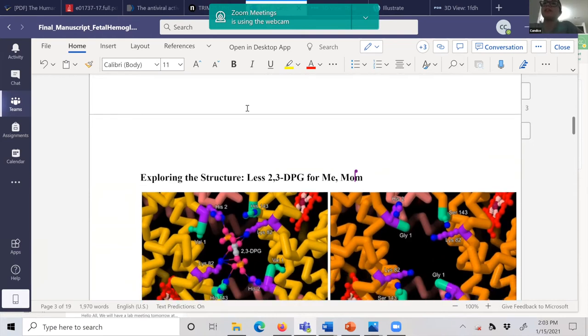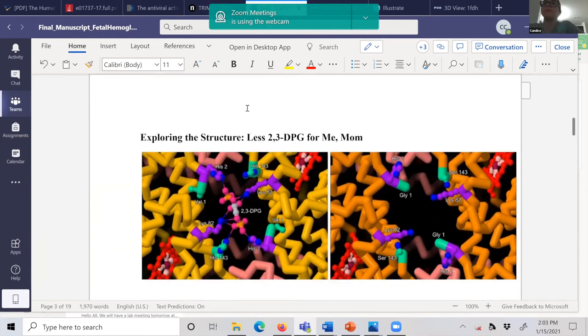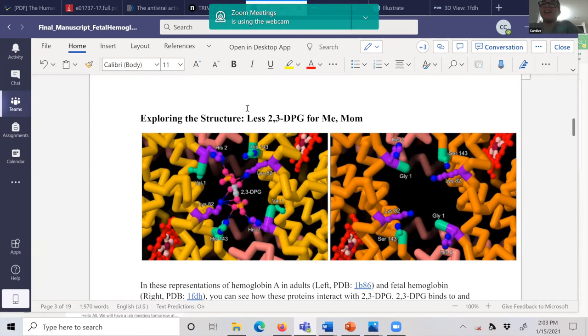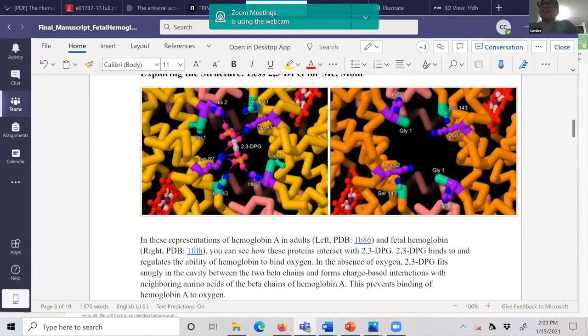Exploring the structure. Less 2,3 DPG for me, Mom. In these representations of hemoglobin A in adults on the left and fetal hemoglobin on the right, you can see how these proteins interact with 2,3 DPG. 2,3 DPG binds to and regulates the ability of hemoglobin to bind oxygen.